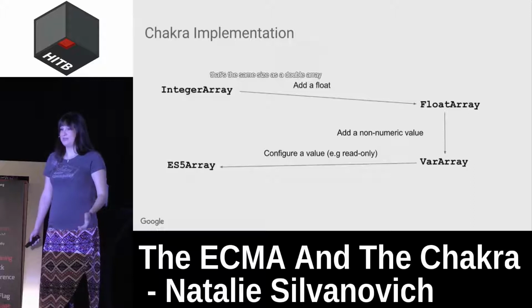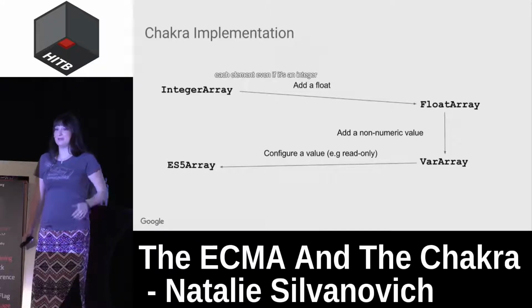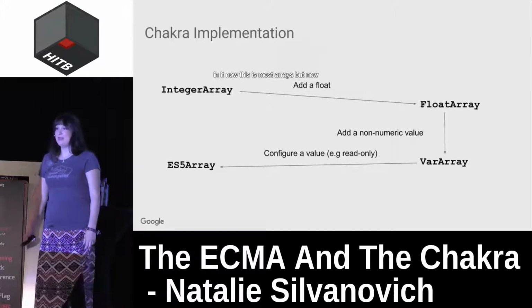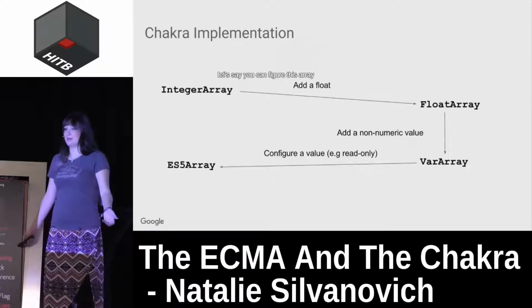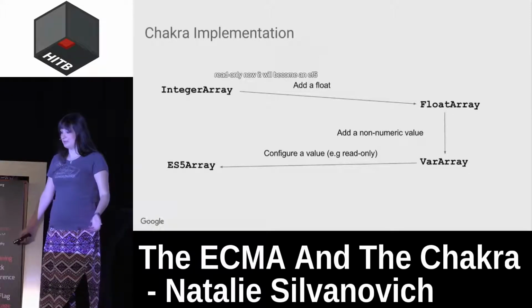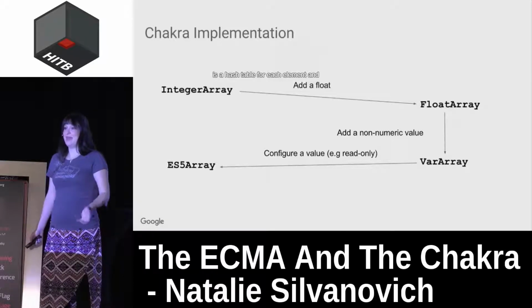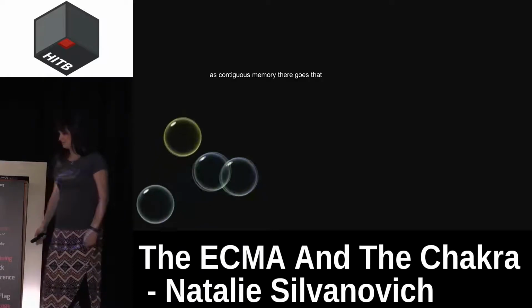And that's the same size as a double array, except it's an array of pointers. And then the pointers are to each element. Even if it's an integer, it's now a pointer to an integer. And that allows this array to now have objects in it. Now this is most arrays, but now let's say you configure this array. You make it so that a property is read-only. Now it will become an ES5 array. And this is a dictionary array. It is a hash table for each element, and then that makes it so that there is pretty much no limit to what you can put in the array at the expense that it's no longer contiguous, so anything you run on it will not be as efficient as contiguous memory.